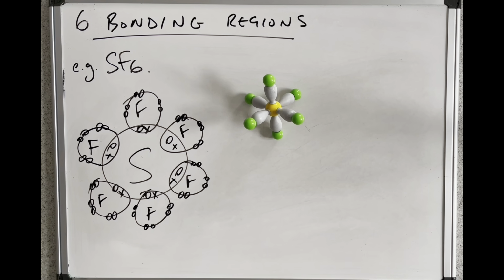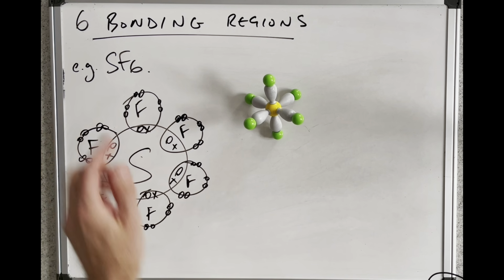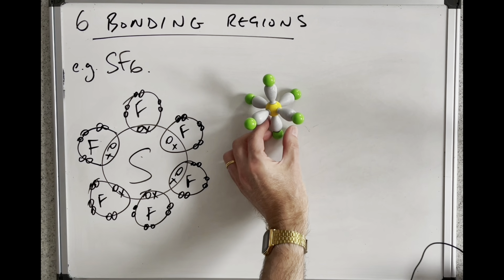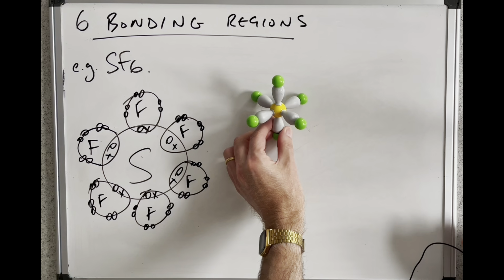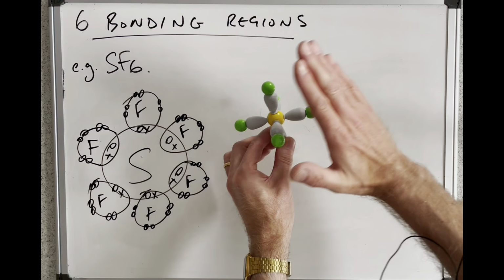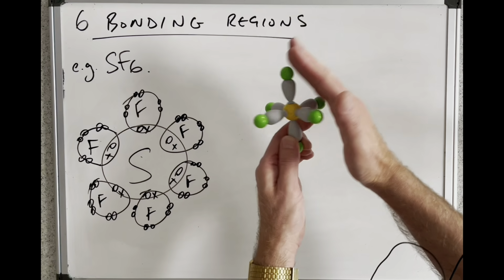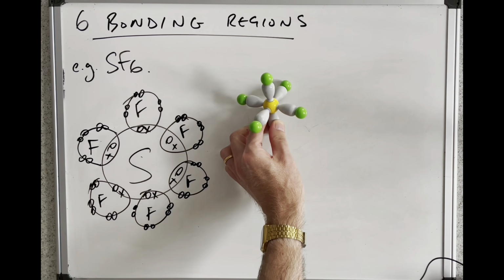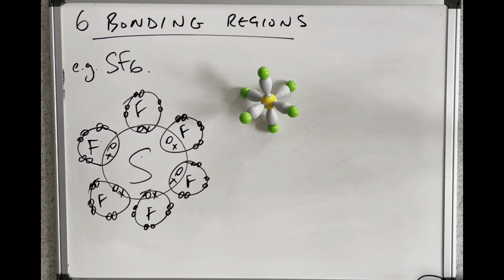So where does the 8 come from when we've just got 6 regions, 6 atoms around the central sulfur? It's down to the number of faces we've got. So if my hand there represents a face on the shape, so 1, 2, 3, 4, and then another 4 on the bottom. So 8 faces is where octahedral comes from.